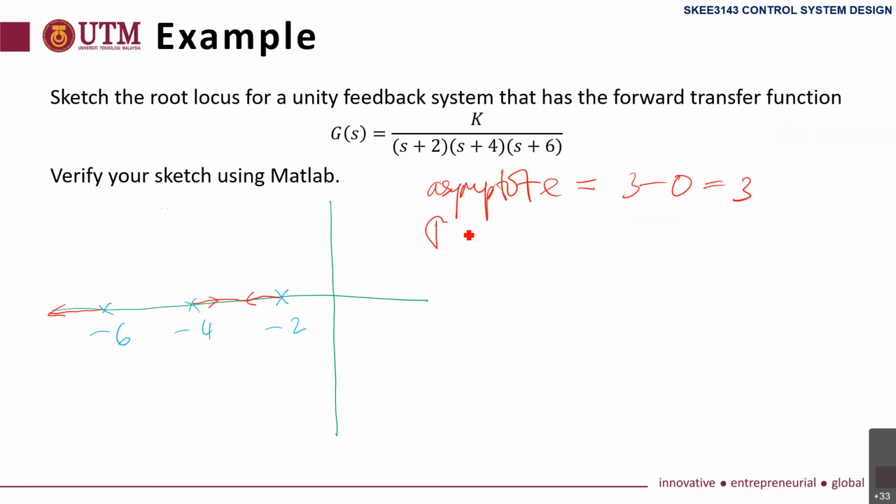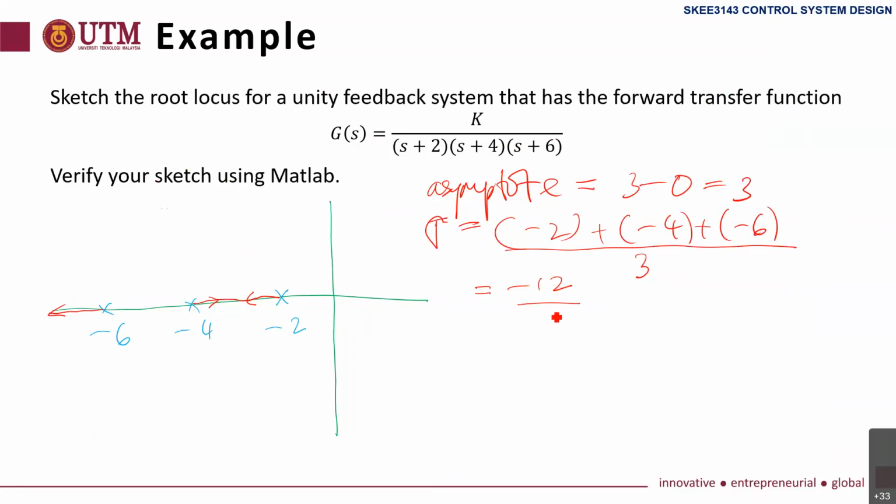And the real axis intercept: we add all poles minus zeros, no zeros in this case, divided by the number of asymptotes, somehow in this case also 3. It can be 2, can be 4. Later we see another example. Okay, so minus 2, minus 12 divided by 3. 12 and 6, minus 4.